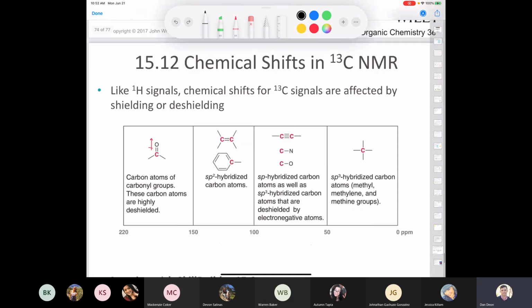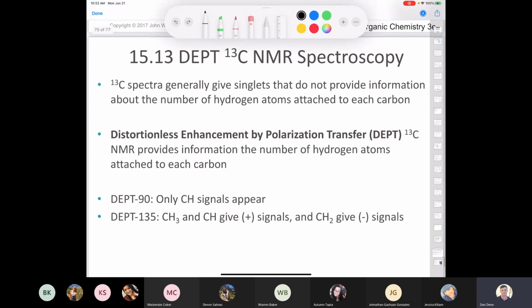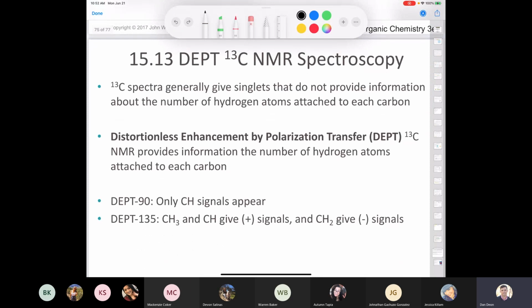Now, the last section of this deals with what's called DEPT carbon-13 NMR spectroscopy. DEPT, D-E-P-T, stands for distortionless enhancement by polarization transfer. And this is just a couple of special experiments that you can run. Now, you don't need to know any of the theory behind it. The textbook goes into a little bit of detail about it. All you need to know is what's summarized right here.